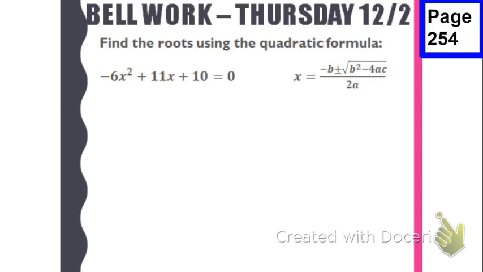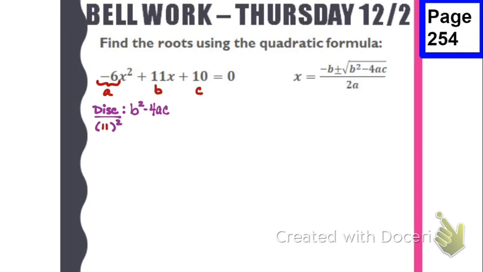What are the values we're going to be using for A, B, and C? -6 for A, 11 for B, and 10 for C. So now I'm going to take those pieces and substitute into what? The part under the square root. We're going to find our discriminant first, which I'm going to abbreviate because that's a really long word. B squared minus 4AC.